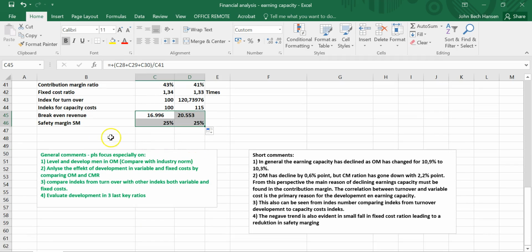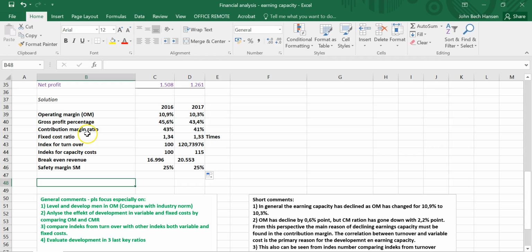So how do you comment on these things? Well, I've made something for you here you can read. It has declined from 2.9 to 2.3, and the operation margin has declined by 0.6%. But the CM ratio has gone down by 2.2%. That's what we saw up here. Now I'll put in an extra digit so you can see it's 2.2.